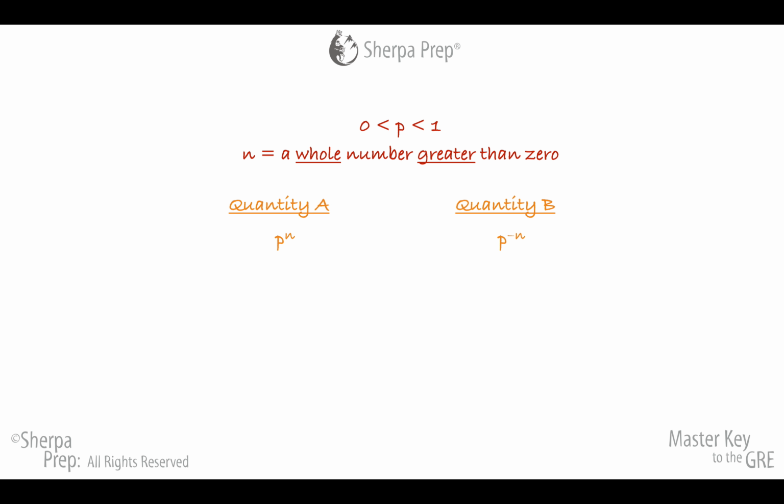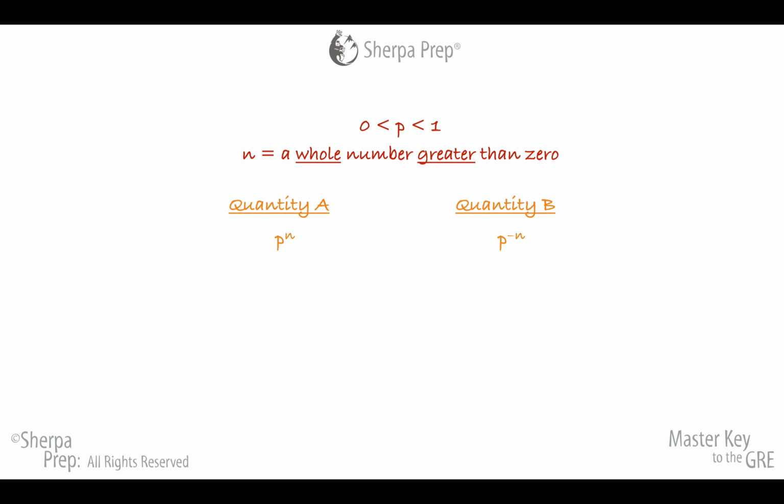This is an example of what we call a plug-in problem. And we call this type of problem a plug-in problem primarily because the values of the quantities change depending on what you plug into them. For example, here, quantity A and quantity B are going to have different values depending on what we choose for P and what we choose for N.